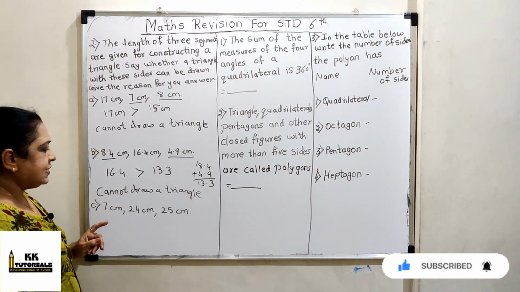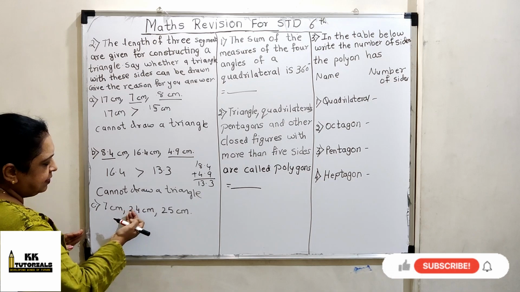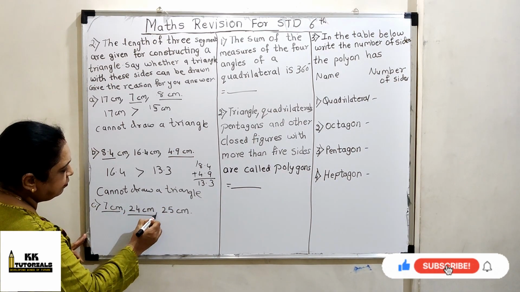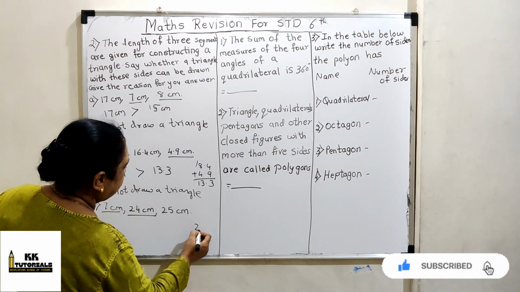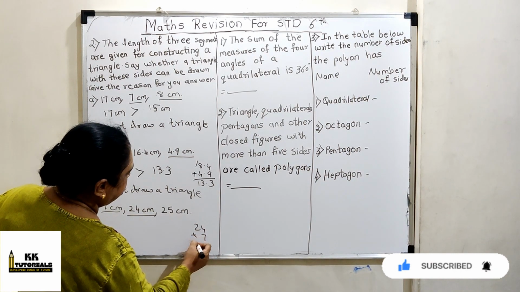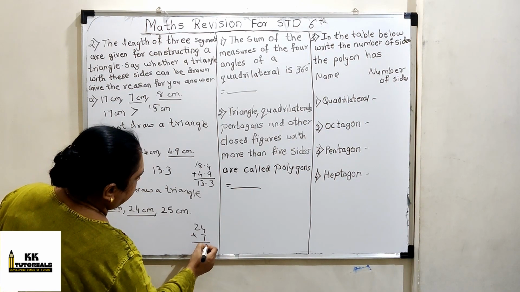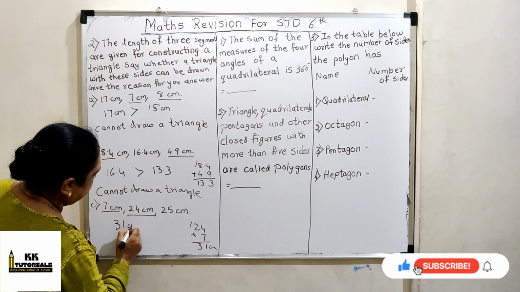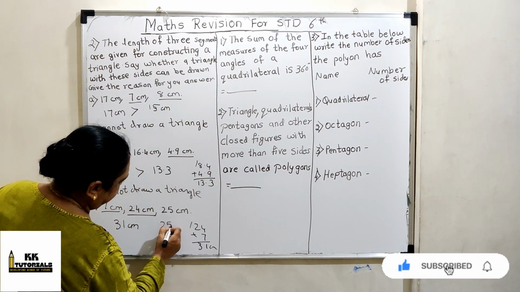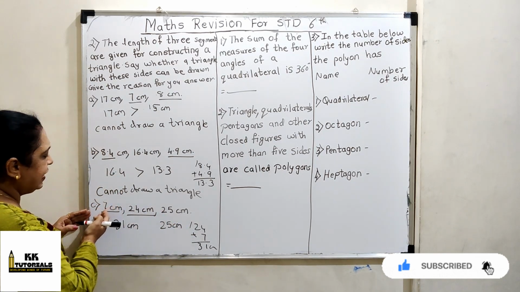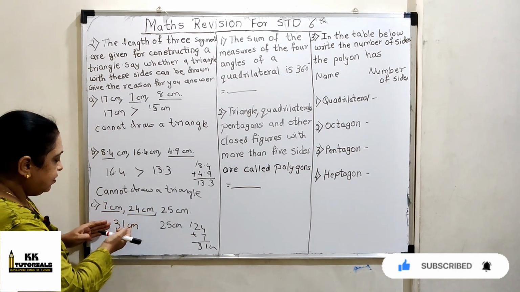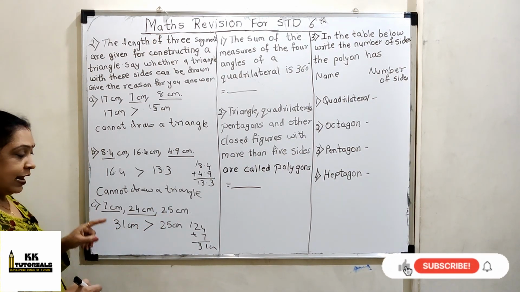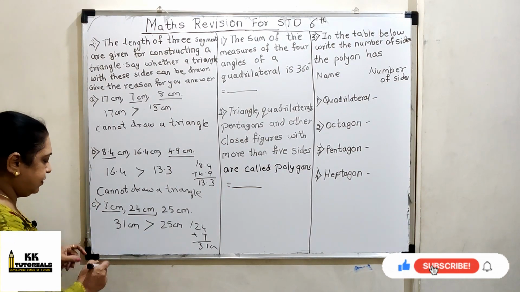Now, in this case, 7 centimeters, 24 centimeters and 25 centimeters. In this case, 7 centimeters and 24 centimeters. How much is it? 31 centimeters. Okay. 31 centimeters and here it is 25. So when we are adding 7 centimeters and 24 centimeters, we are getting the answer 31 centimeters, which is greater than the third one. That means here we can draw a triangle.